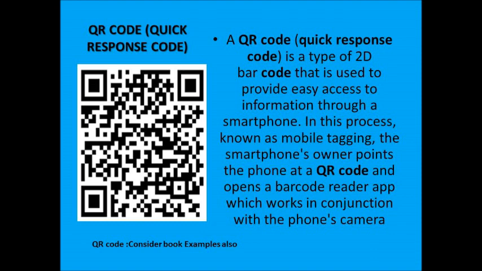So a quick response code is a type of 2D barcode that is used to provide easy access to information through a smartphone. In this process, known as mobile tagging, the smartphone's owner points the phone at the quick response code and opens a barcode reader app which works in conjunction with the phone's camera. For this also, there are certain examples given in the book. You have to consider those examples also.